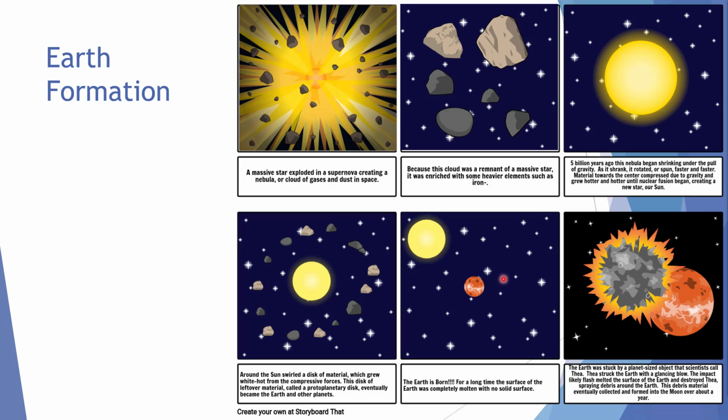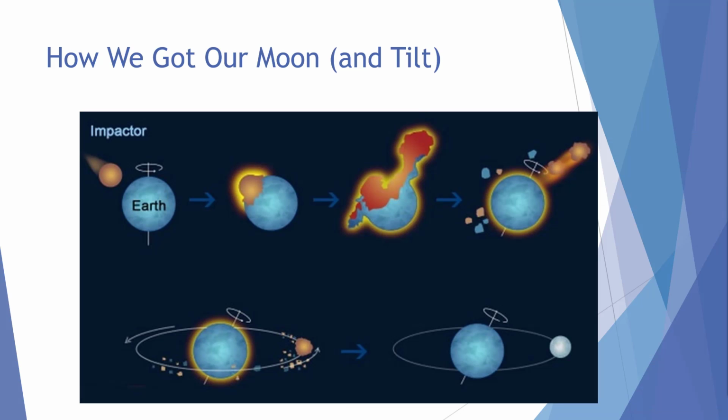Thus the Earth was born, and for a long time the surface of the Earth was completely molten hot, and there was no solid surface. And at this time, when the Earth was still molten hot, it was struck by a planetary-sized object called Theia, and it was a glancing blow, and what it did was it flash melted the surface of the Earth, and it also blew off a good chunk of the Earth that eventually became our moon. And so that's how we got our moon and our tilt.